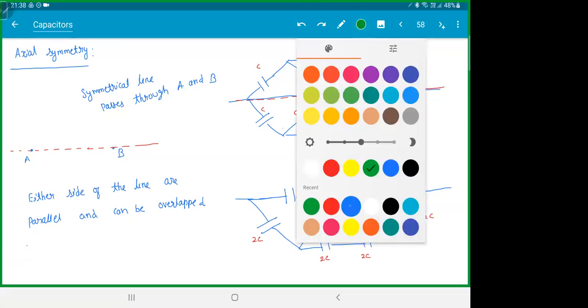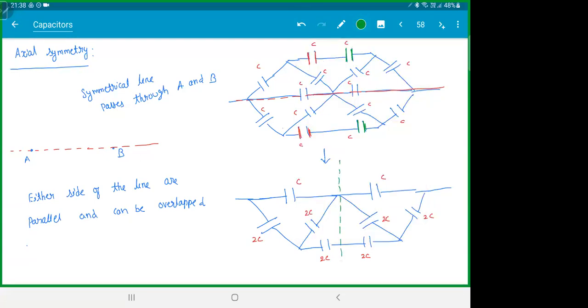What was to be done after that? There is also an axial symmetry, na, perpendicular symmetry. This node can be opened up, and you can solve the circuit. Is this making sense?